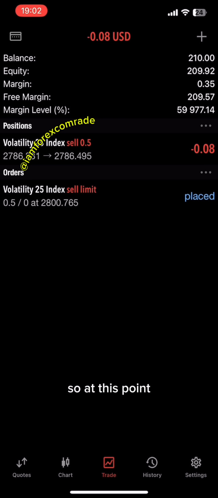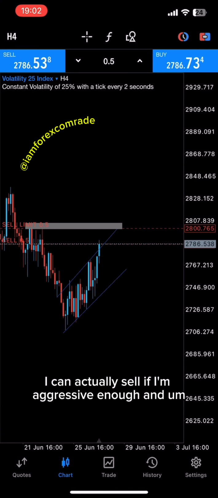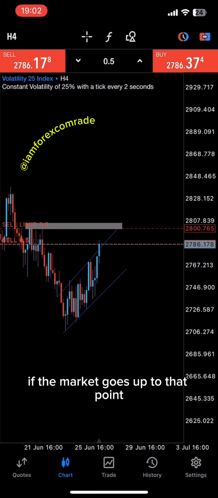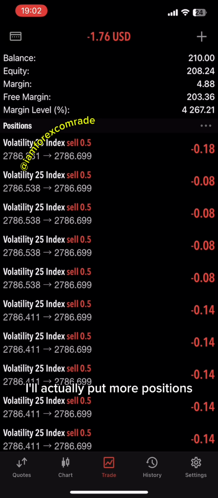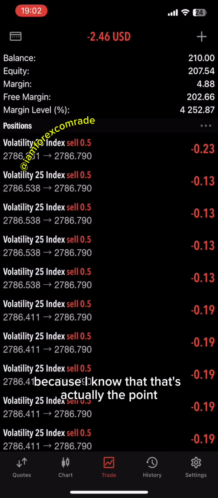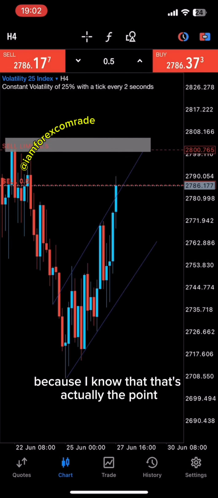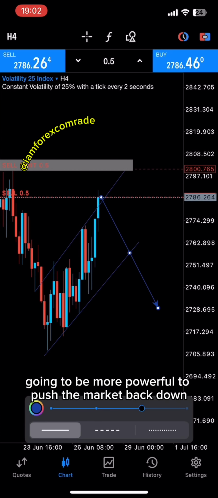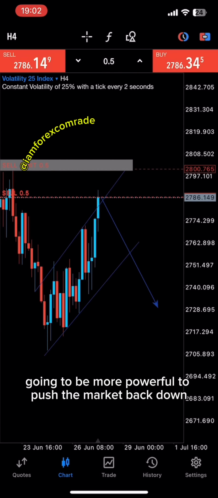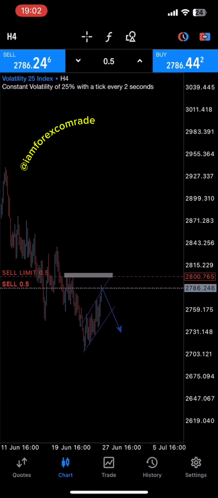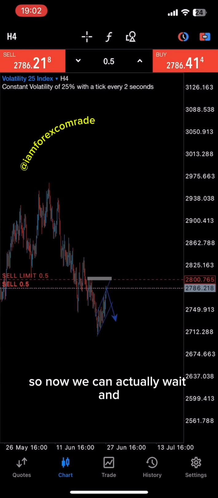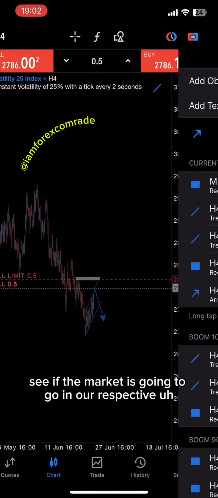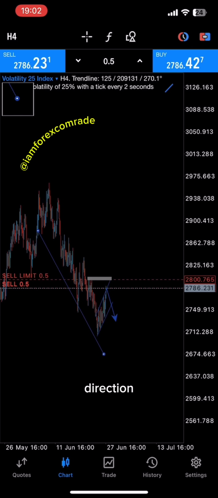So at this point, I can sell if I'm aggressive enough, and if the market goes up to that point where I've put the sell limit, I'll put more positions, because I know that that's the breaking point, where the sellers are going to be more powerful to push the market back down again. So now we can wait and see if the market is going to go in our respective direction.